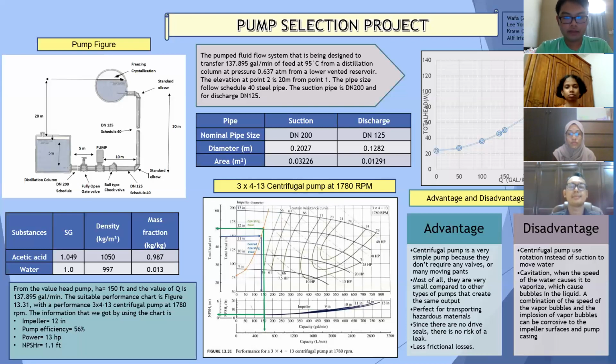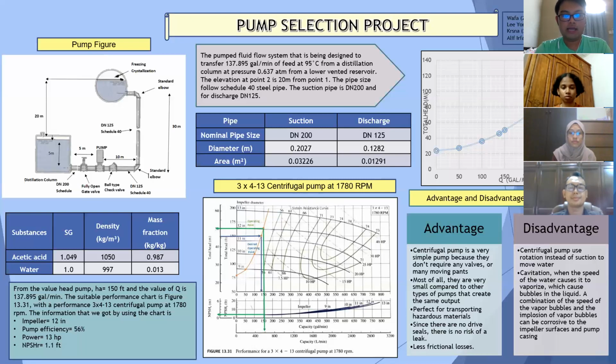Now look at the figure at the bottom. There are two lines, a green line and a blue line. The blue line is our desired operating point, whereas the green line is our operating point. From the intersection of the pump curve and our system resistance curve, we get the suitable pump. The suitable pump is a centrifugal pump with an impeller diameter of 12 inches, efficiency of 56%, power input of 13 horsepower, and its NPSHR is equivalent to 1.1 feet.